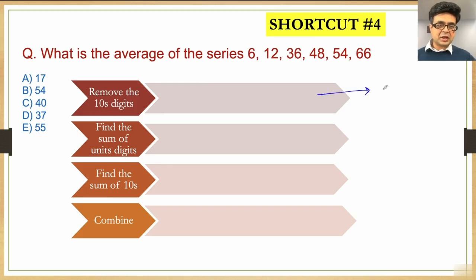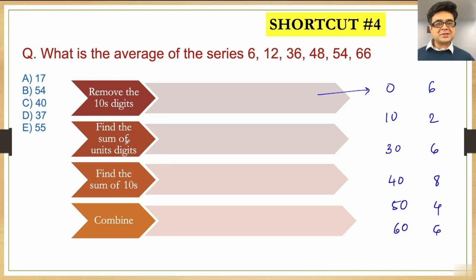So 6 can be written as 0 and 6 because it doesn't really have a tens digit. 12 can be written as 10 and 2. 36 can be written as 30 and 6. 48 can be written as 40 and 8. 54 can be written as 50 and 4. And 66 could be written as 60 and 6.